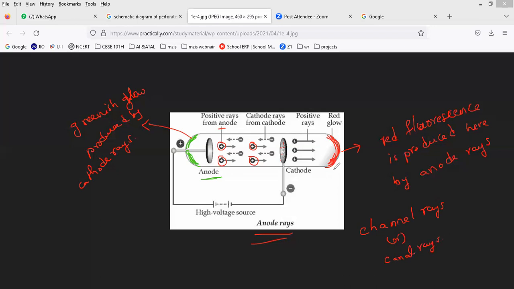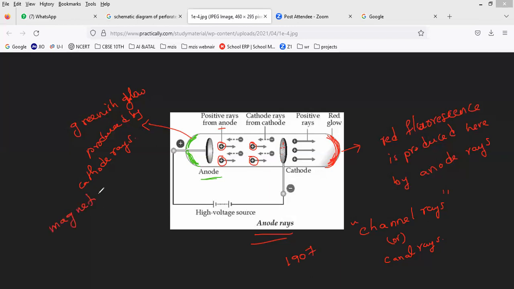Now, as they pass through the holes or channels present in the cathode, we will call them channel rays or canal rays. The actual nature of the particles of canal rays was not found by Mr. Goldstein. Later, it was found in 1907 when these rays were treated under a magnetic field.